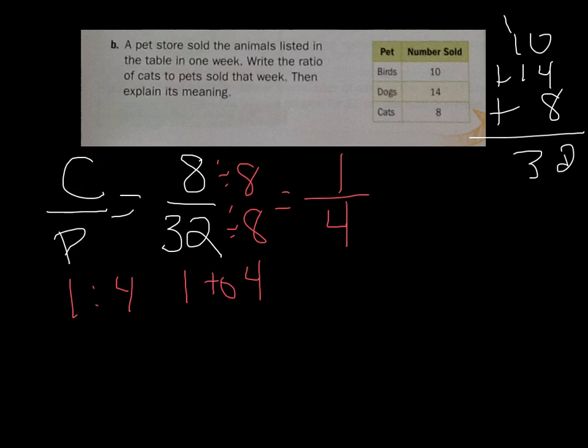Now we need to explain its meaning. So my explanation would be, for every cat, or 1 cat, there are 4 pets sold.